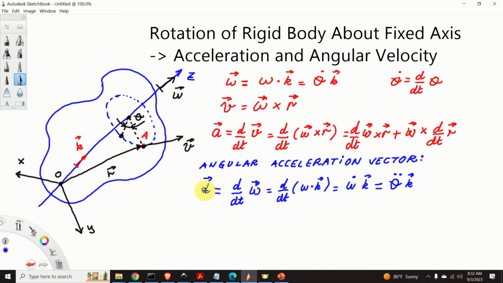Consequently, from this simple derivation, we conclude the following. We conclude that the angular acceleration vector is the vector that's collinear with omega, and its intensity is given by theta double dot, where theta is this angle of rotation. And we can sketch the vector alpha over here. Here it is.